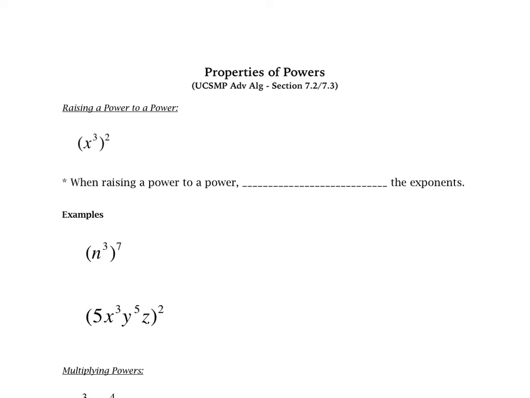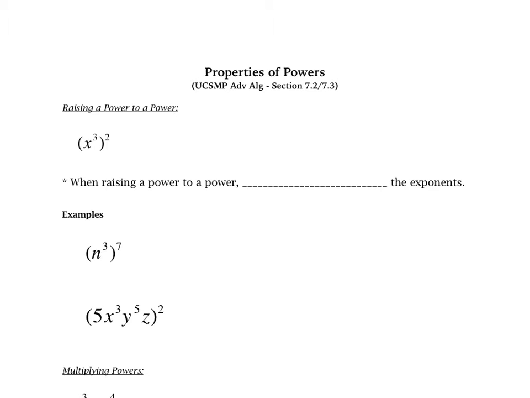Want to start with. So we're talking today about how do we manipulate these things when we've got more than one power in a problem? How do we simplify? So there's all these different rules. I don't really care so much that you know the names of the rules. But the first one we're going to look at is what happens when you raise a power to another power. And that would look something like this, like x to the third, and then taking that and squaring it.